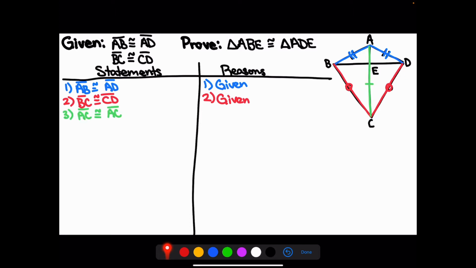So the next thing I'm going to do is I'm just going to prove the giant triangles are congruent, the biggest triangles that we have in this picture.